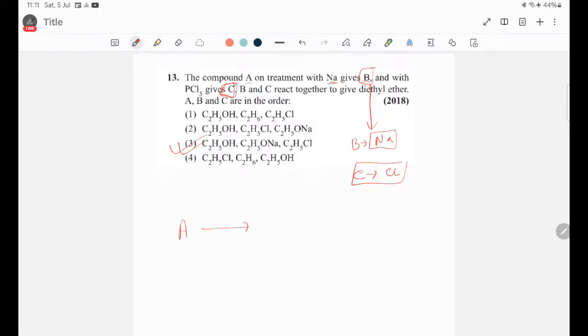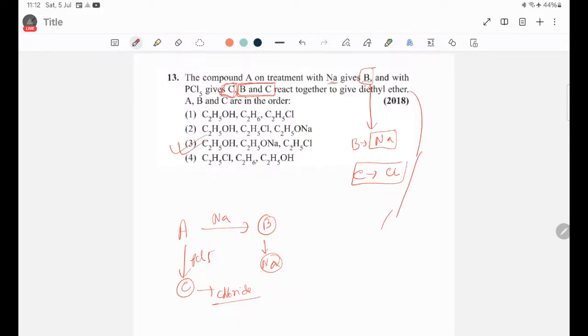Suppose A on treatment with sodium, what will happen? Something like B, so it should contain that sodium, right? Now in presence of PCl5, A is converted into C, so C will definitely be a chloride. So that's why option 3 will be correct, definitely. But we will go through it mechanistically. Now what does it say? B and C react together to give a diethyl ether.